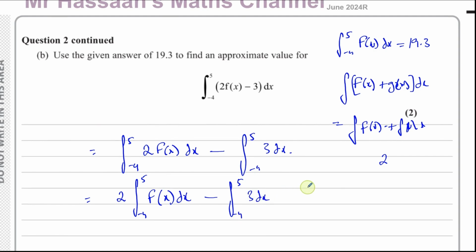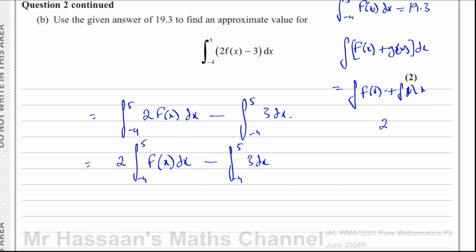Now we can use our previous answer because I've written this down now. Whoops, I got the wrong thing there. I wanted this. Okay, so I've got this now exactly the same as that. So I can now replace this by 19.3. So I can now write this as 2 times 19.3. And now I can integrate 3 with respect to x. That's going to give me 3x, right? So I'm going to have basically 3x between 5 and minus 4.